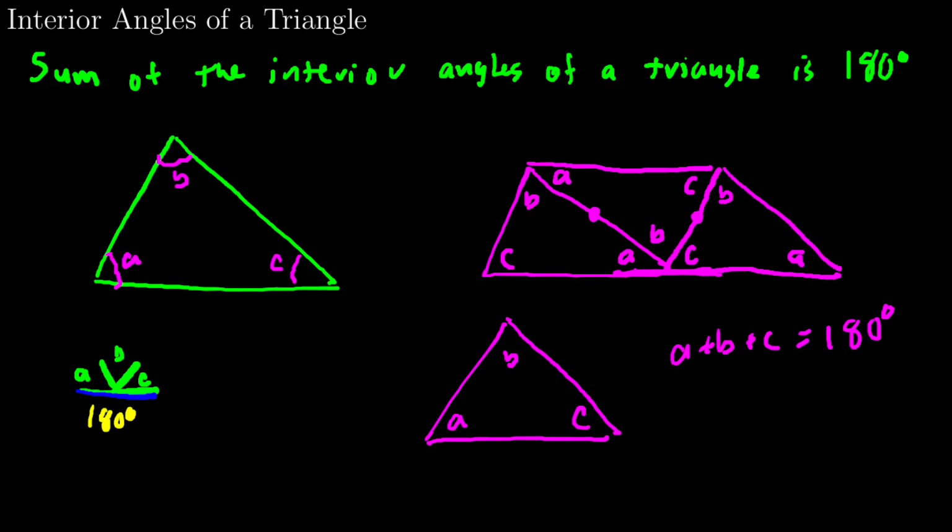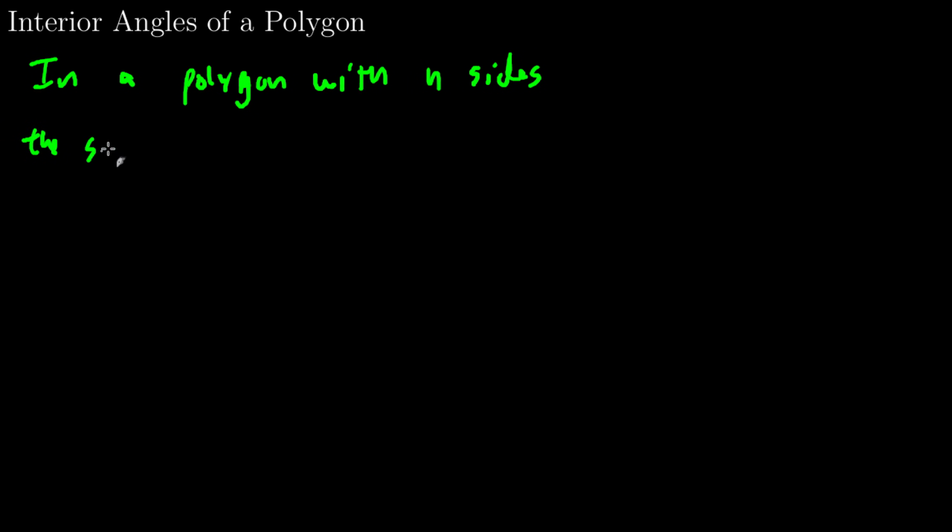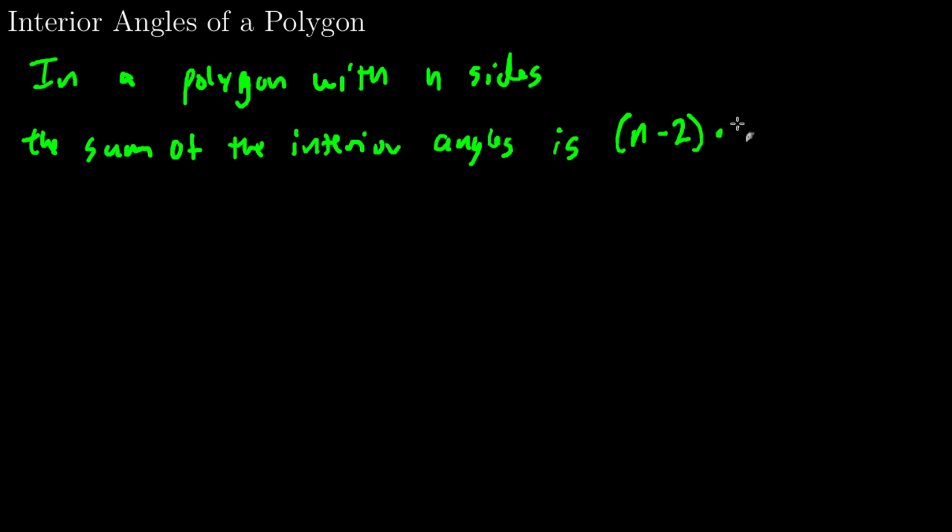Well, that's great for triangles. This isn't a triangle. So what do we do? Well, in a polygon with n sides, the sum of the interior angles is n minus 2 times 180 degrees.